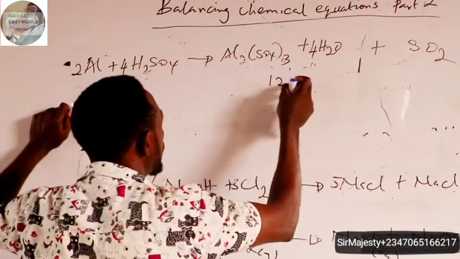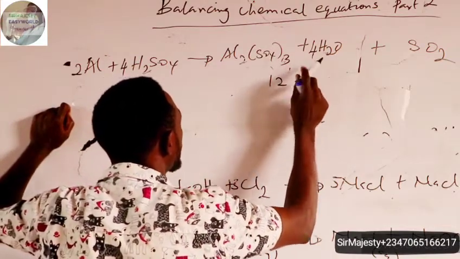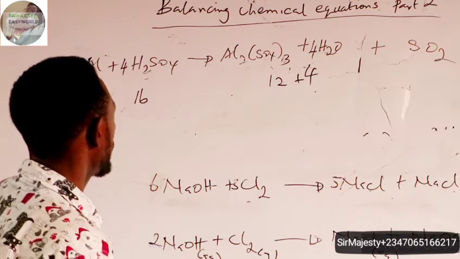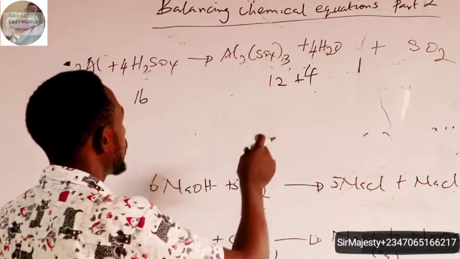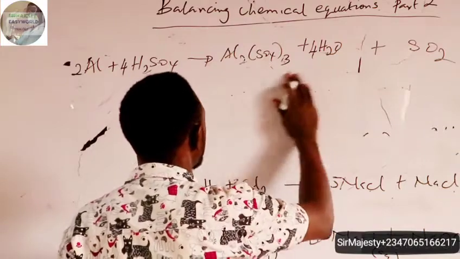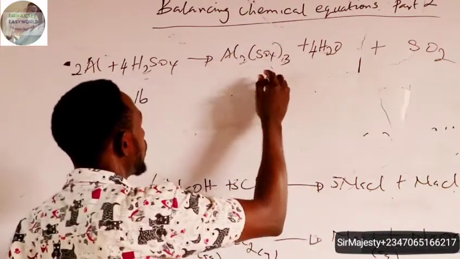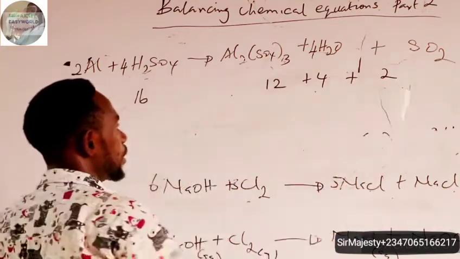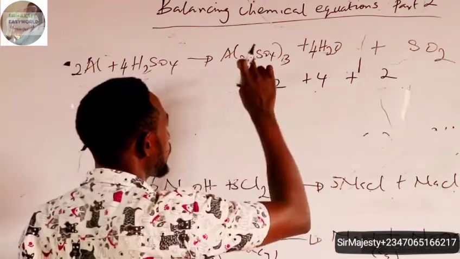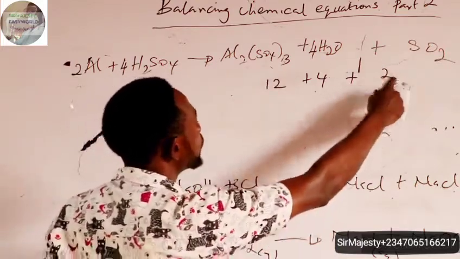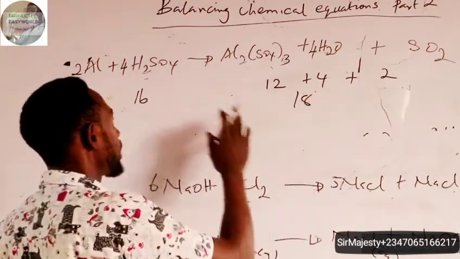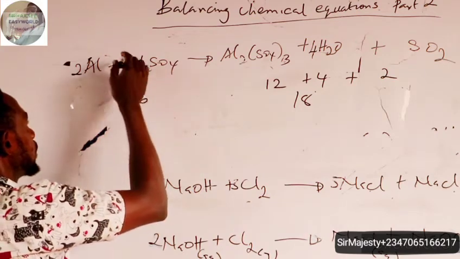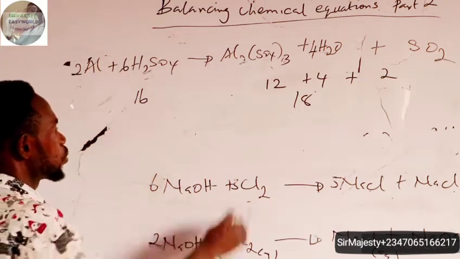Then oxygen here is 12 plus 4 plus 2. There is an oxygen here. Thank you, engineer. So we have 12 plus 4, 16 plus 2. So we have 18. It means that we must adjust this place. So we try exactly 6, because we are 2 higher.